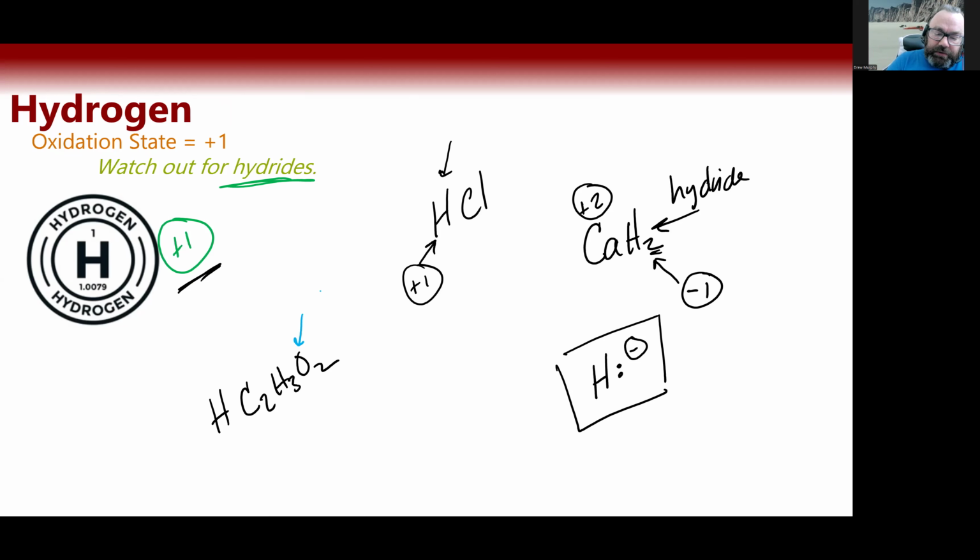These oxygens are going to be -2. All of the hydrogens should be +1. And then based off of this, we'll be able to figure out what carbon is. And I'm going to show you how to do that when we get there. Okay.